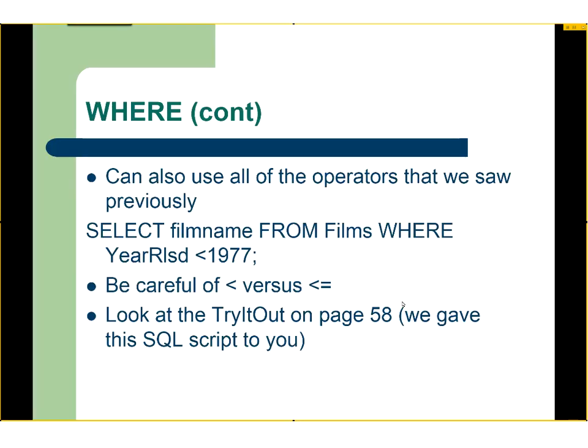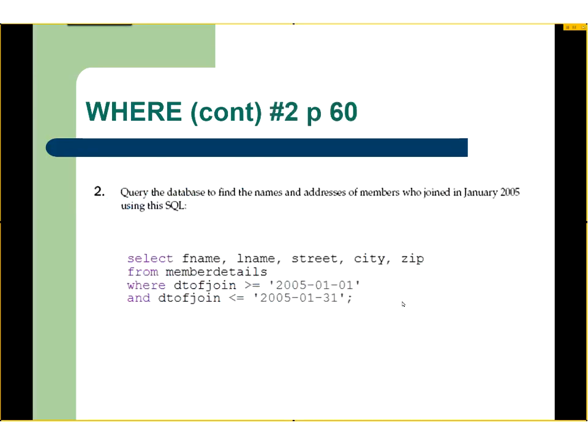You can also use all the operators we saw before, like from films where year released is less than 1977. Be careful of less than and less than or equal to. If you want before 1977, it's less than. If you want to include 1977, then indeed we have less than or equal to. There are some try it outs in your book, and I'll go through some of those when I do the PowerPoints with you, but you also want to look at those.